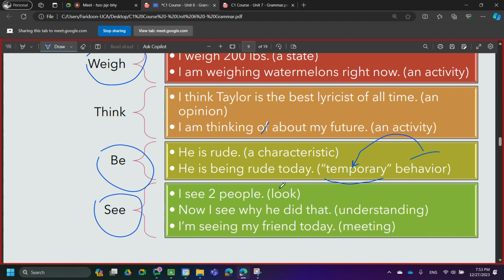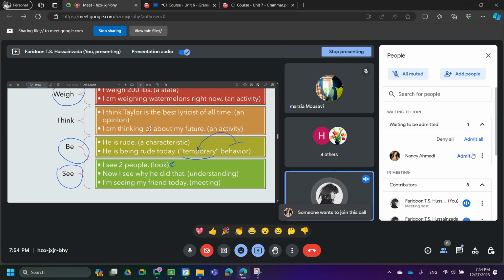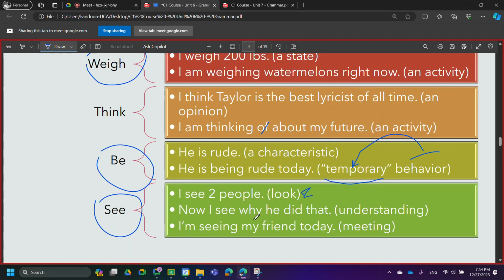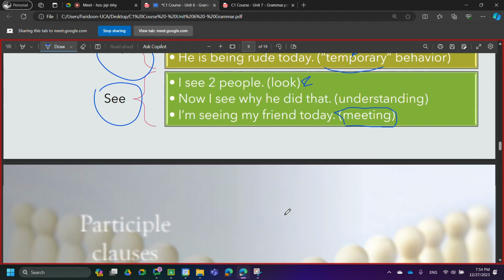So you can use it with this meaning, which means just look, like "I see two people." You can also use it to mean understanding, like "now I see why he did that," which just means "now I understand why he did that." It can also be used in -ing form to mean meeting or actually seeing a person, in a meeting, an appointment or a date. For example, "I'm seeing my friend today" means that I'm meeting my friend today. So very, very easy.